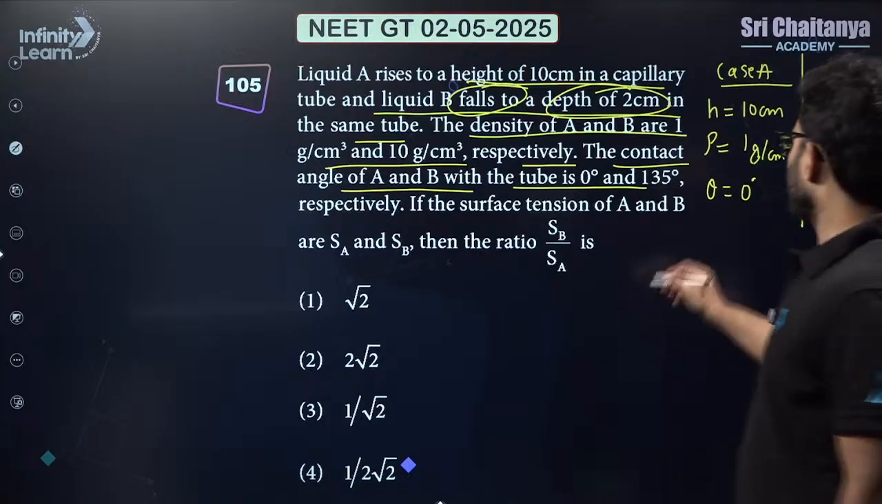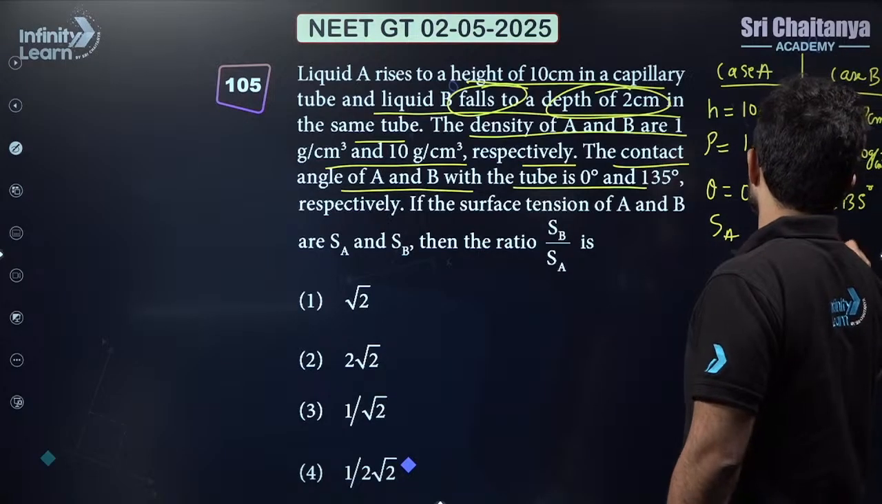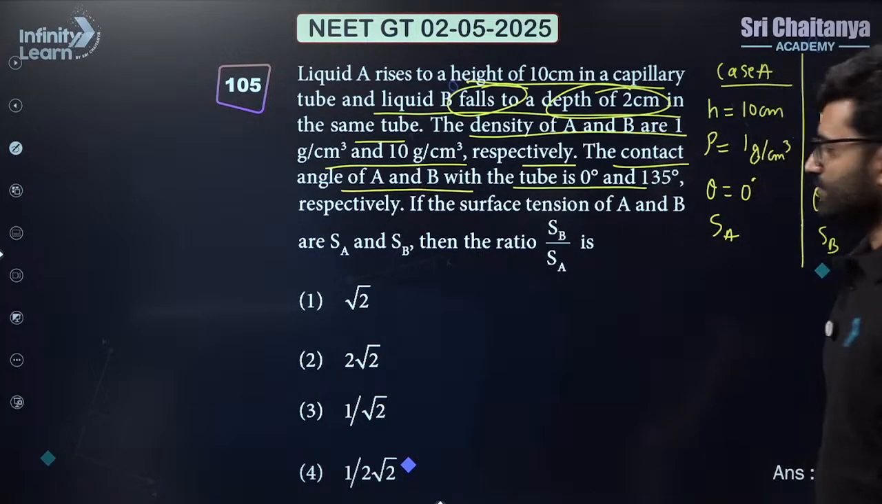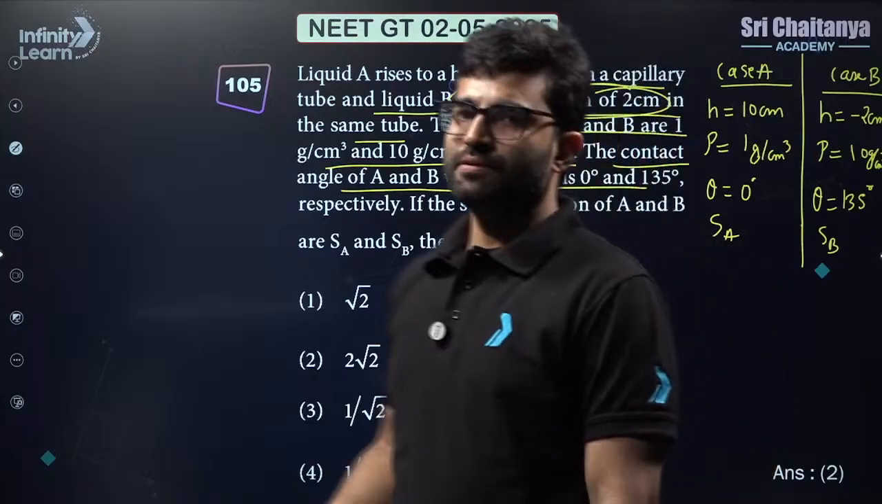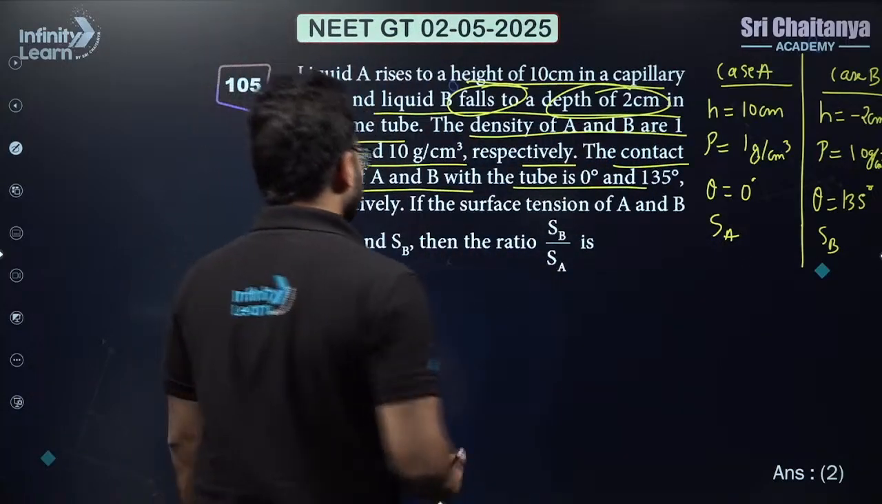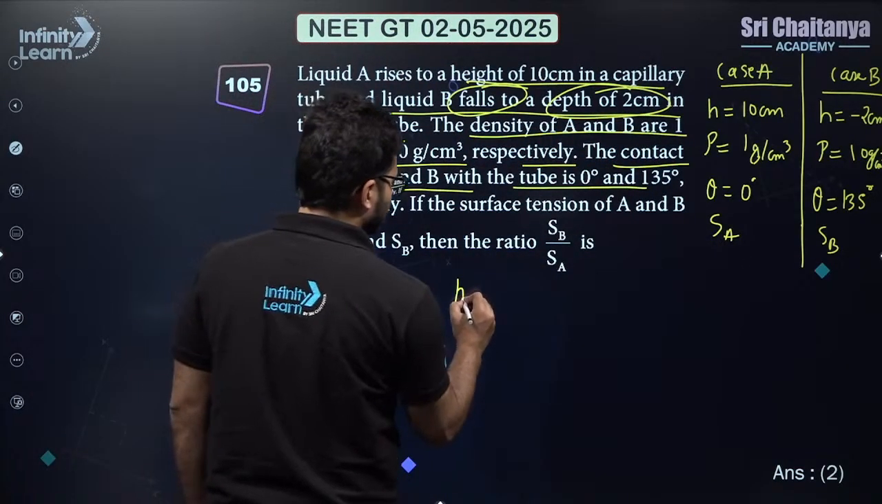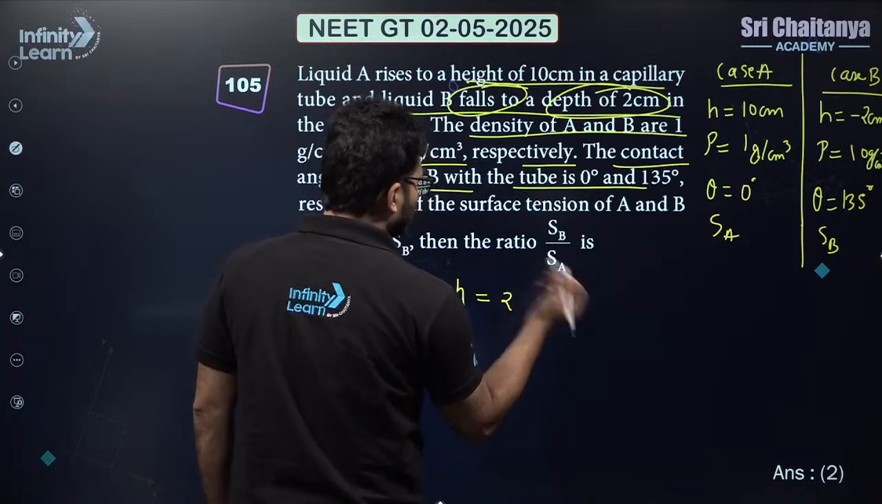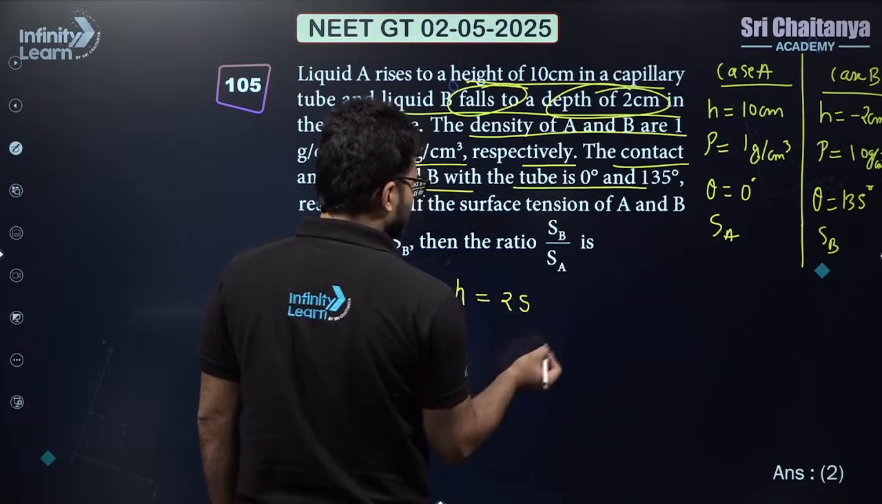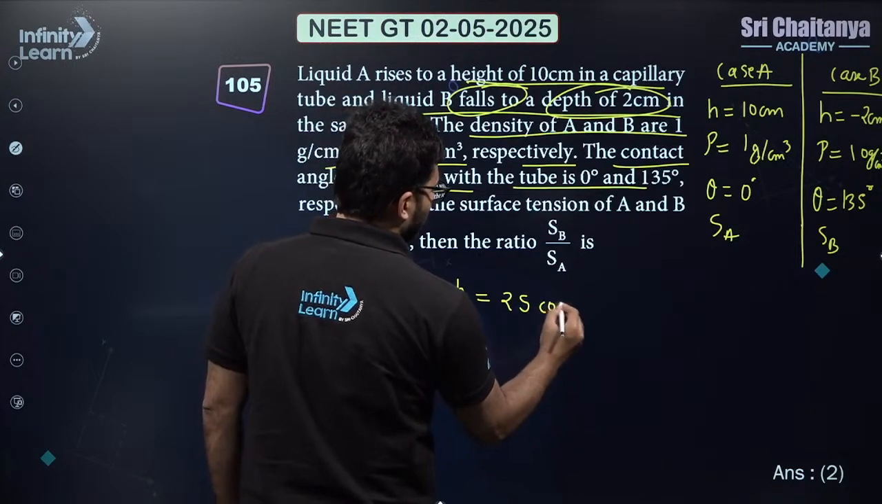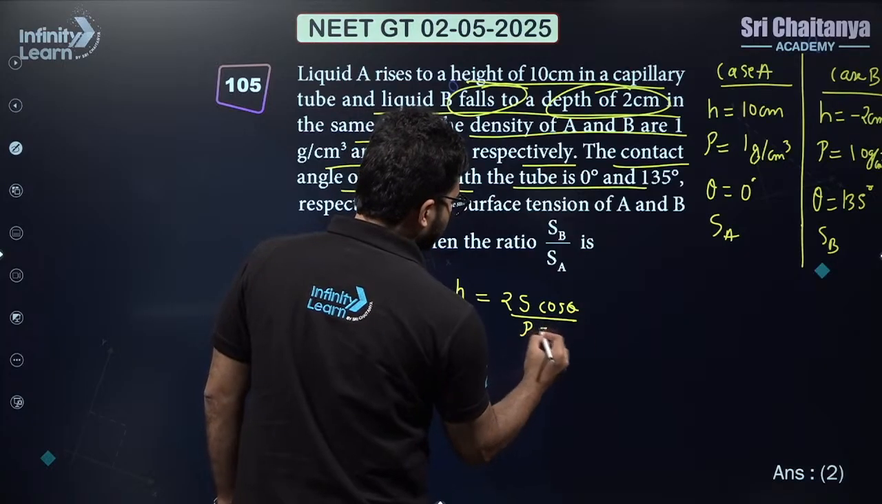So basically you have to calculate the surface tension ratio. This is what you have to calculate. So how will you calculate? There is a standard formula. H is equal to 2T cos theta by rho G A. So the height of rise is given by 2T, in this case the surface tension S, cos theta divided by rho G A, right?